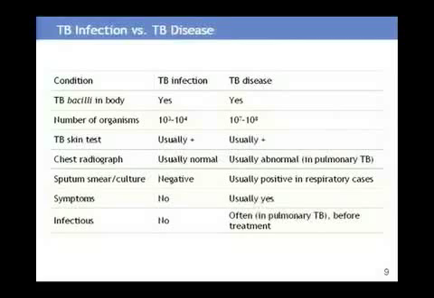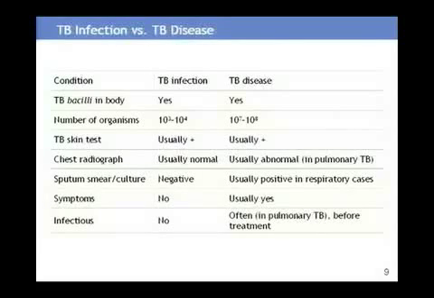This is a table summarizing the differences between TB infection and TB disease. TB bacilli is present in the body in both people who are infected and people who have disease. However, as you can see in the second row here, the number of organisms is tremendously greater in people with active disease versus those with infection. A TB skin test is a way of determining whether or not a person is infected with Mycobacterium tuberculosis. You will hear more about that test in a later lecture.